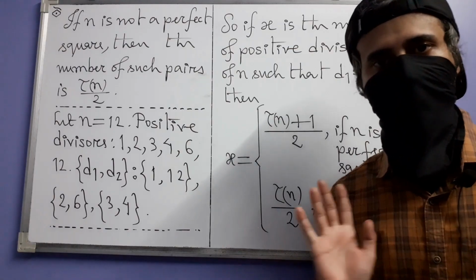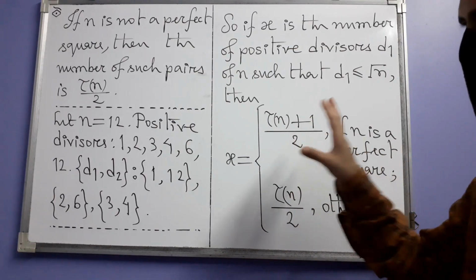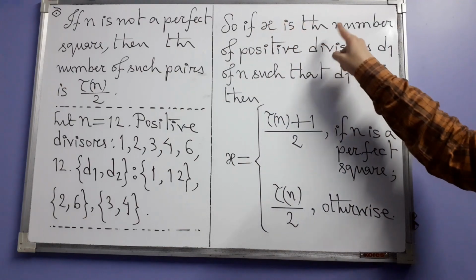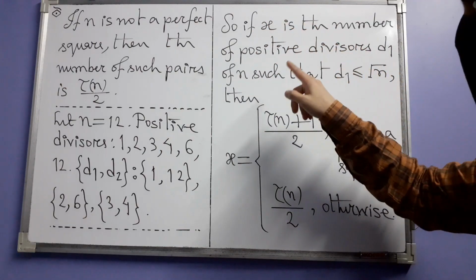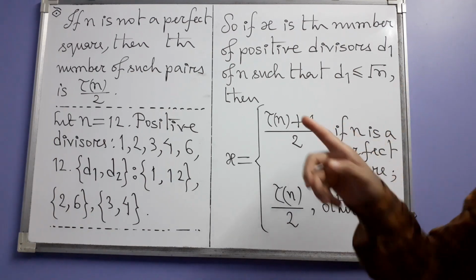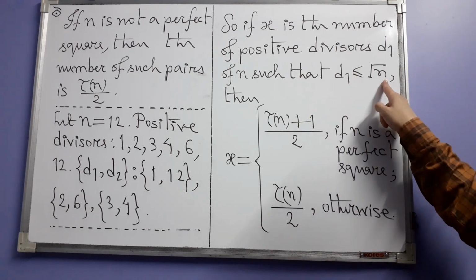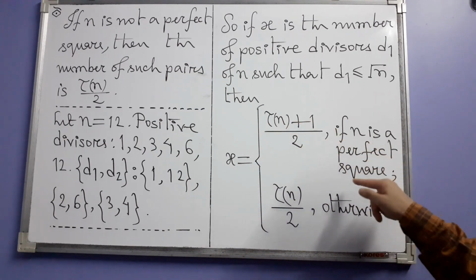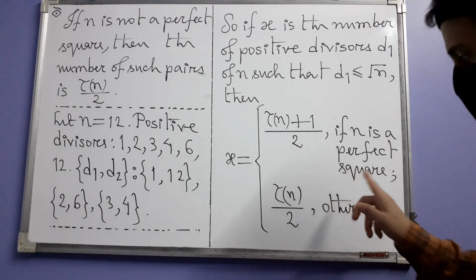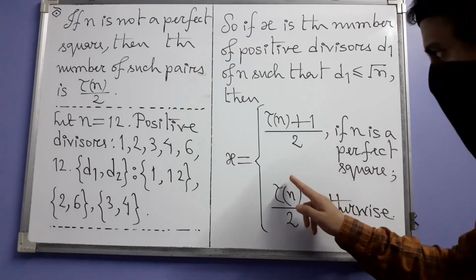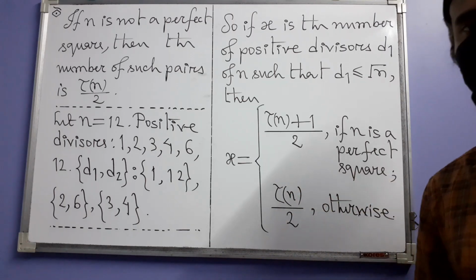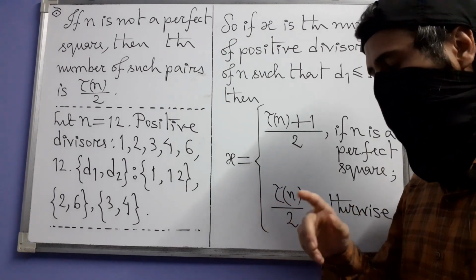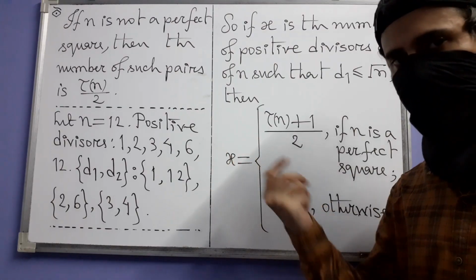Now before we do anything else, we uniformly write our observation like this. If x is the number of positive divisors like d1, that is those divisors which are less than or equal to square root of n, then x is tau of n plus 1 divided by 2 if n is a perfect square. Otherwise, if n is not a perfect square, then that number is tau of n divided by 2. And now we are going to somehow link this with, let's see what we do next.